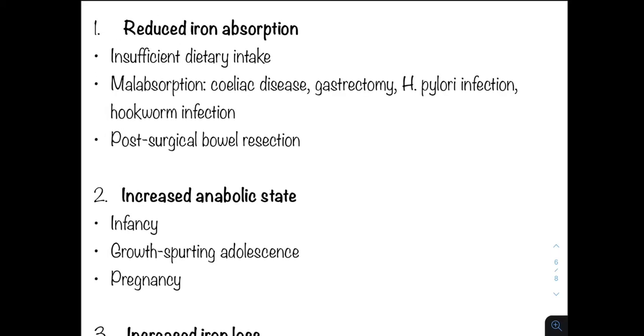Causes of reduced iron absorption include insufficient dietary intake. However, this is quite rare. Malabsorptive conditions include celiac disease. Remember, iron is absorbed in the duodenum, and celiac disease characteristically affects the duodenum. A gastrectomy can also cause iron deficiency anemia. Remember the role gastric acid plays in iron physiology. It maintains iron in its ferrous form.